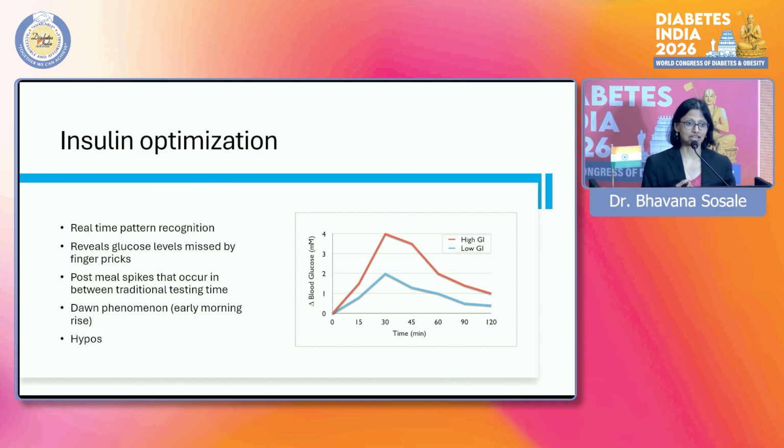Of course, there are hypos which go unnoticed. There could be surges due to hormone changes, which again are not picked up, and these are areas where CGM is going to help.